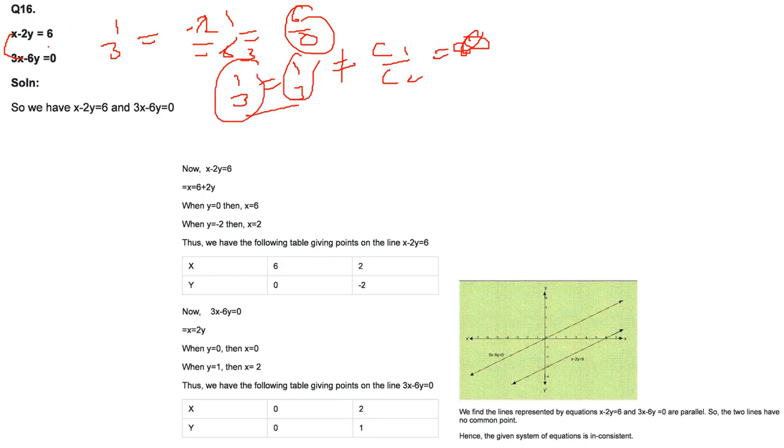And how do we make a parallel line? Well, first this one, just make x equal to 6 plus 2y, and this is x equal to 2y. These are two parallel lines, and if you see, these two parallel lines are never going to intersect. When they are never going to intersect, that means we say these two lines are inconsistent.